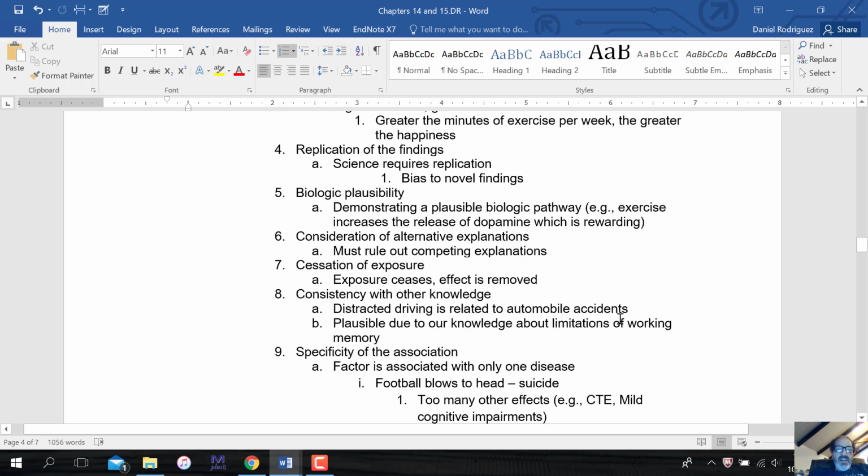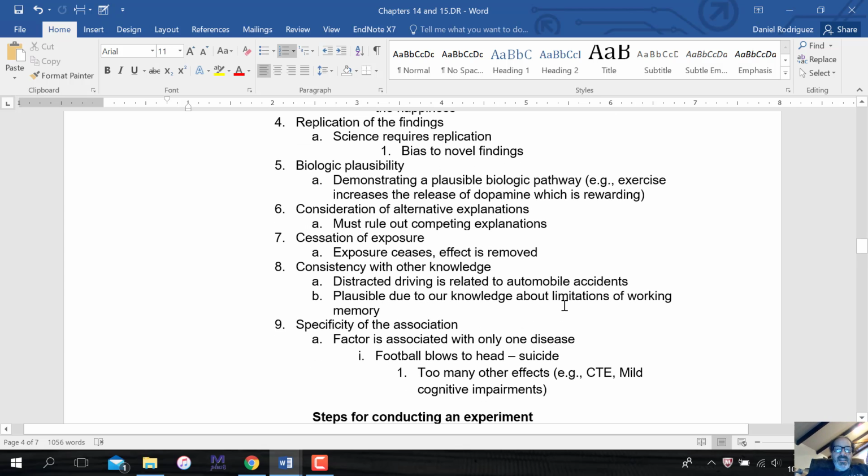Biologic plausibility. Is there a plausible biologic cause or pathway for the relation we've seen? So for instance, with exercise and happiness, exercise increases the release of dopamine, which is rewarding, which can then make a person happy. So there's a biologic cause there, a plausible biologic cause.